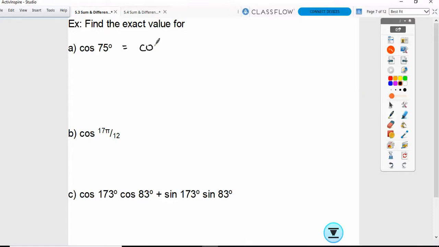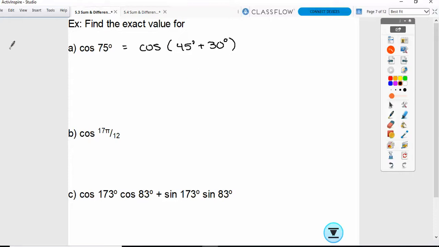Can I rewrite 75 by adding or subtracting 2 angles that are on my unit circle? So, 45 and 30. It does not matter what order you write those, if you write 30 plus 45. It doesn't matter if you have a different combination. A lot of times there's more than one option. We will get the same answer.